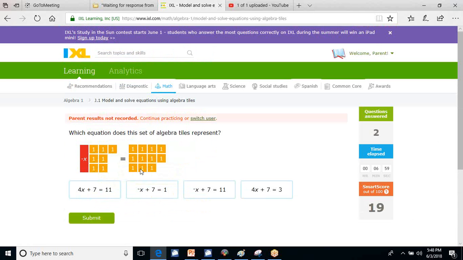Can you repeat? Yeah, look at this. What equation down here represents what you have right here? This is minus x, and then you have 1, 2, 3, 4, 5, 6, 7, plus 7, and that is equal to 1, 2, 3, 4, 5, 6, 7, 8, 9, 10, 11. Which one represents that? The third one? Right. So this is minus x, because you have minus x right there, and then you have plus 7 when you count these, and that is equal to 11. So that's that one.